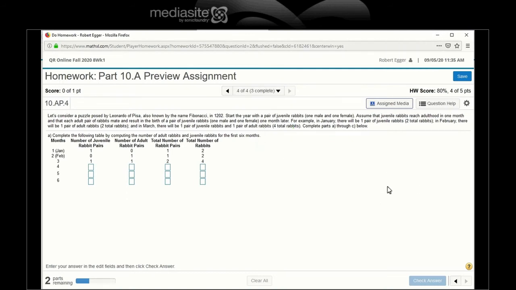Okay, ooh, Fibonacci. All right. Let's consider the puzzle. So remember this. Remember what we do here. We'll do adding the one above to adults, or this month's adults plus last month's juveniles. Okay. And this month's juveniles is equal to last month's adults.